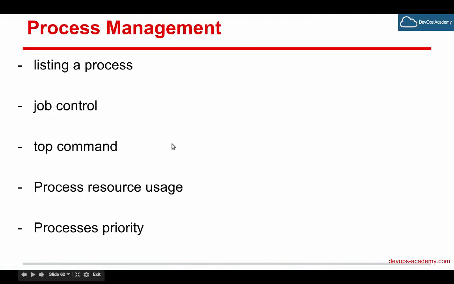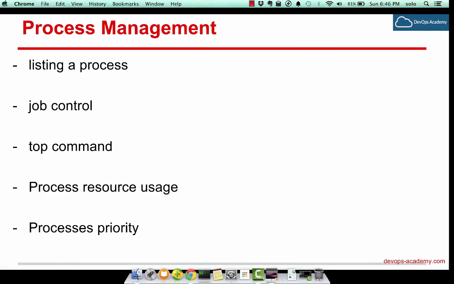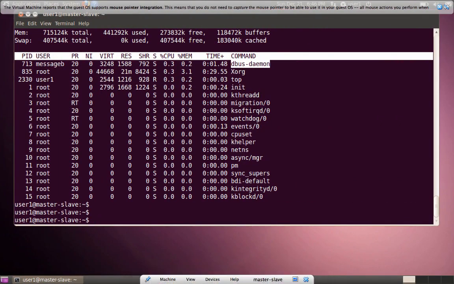Process resource usage, you can see it in the top command itself. So these are the resources: memory, resident memory, and virtual memory. These are all the resources which a process uses. You can find it out. So process priority, you can see here, all is through the top command.